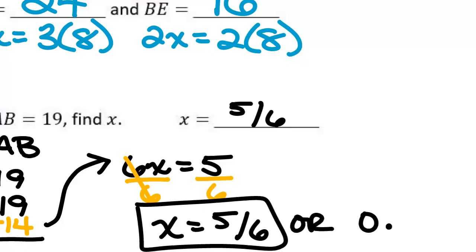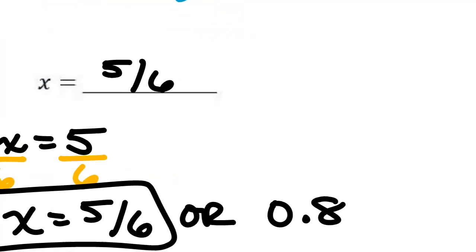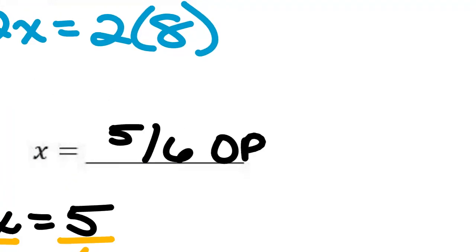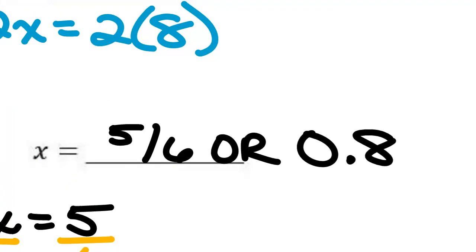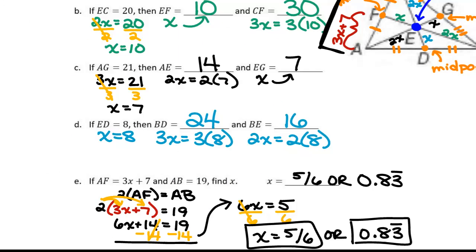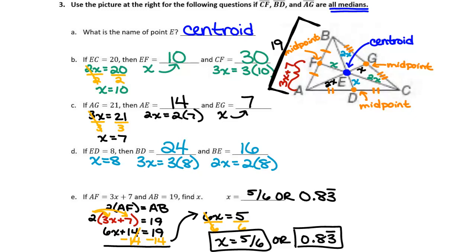You said it's 0.8 what? 8.3 repeating? Does the 8 repeat or just the 3? Just the 3. So you could also write it like this. I would accept either one of those as a fully correct answer. All right. Number 7 was the other one that you asked for? Okay. Let's go look at number 7.